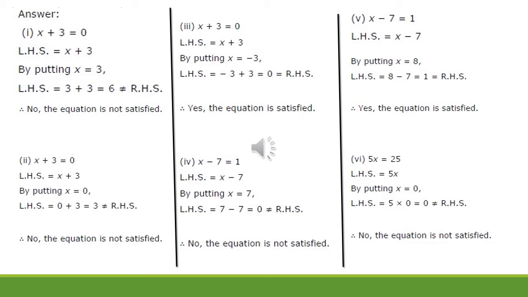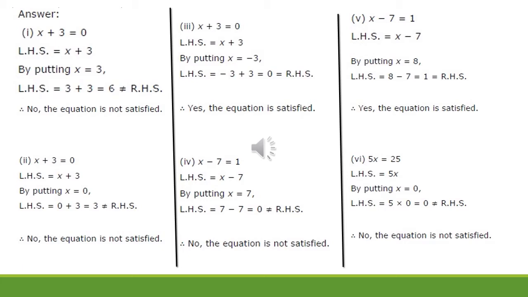Moving to part 4, x minus 7 is equal to 1. LHS is identified, x minus 7. We are putting the value of x as 7. So LHS will be 7 minus 7 is equal to 0. But in the question, RHS given is 1. So they are not equal and the equation is not satisfied.